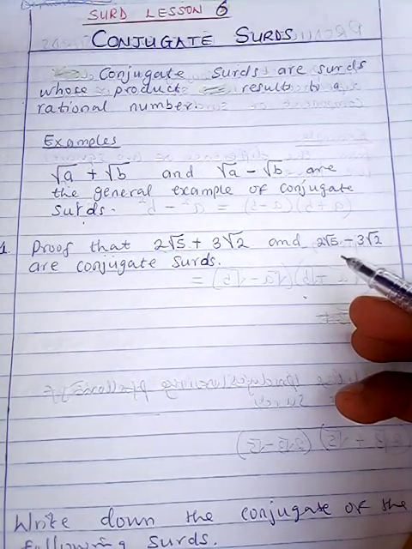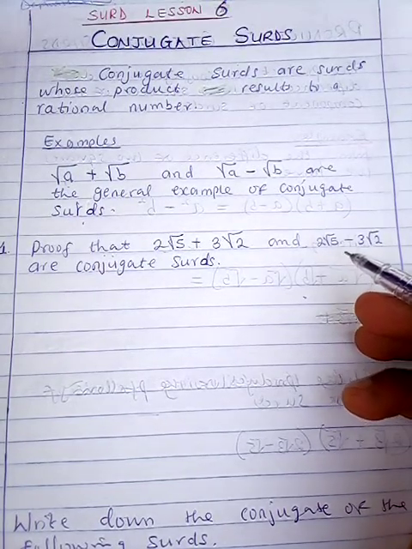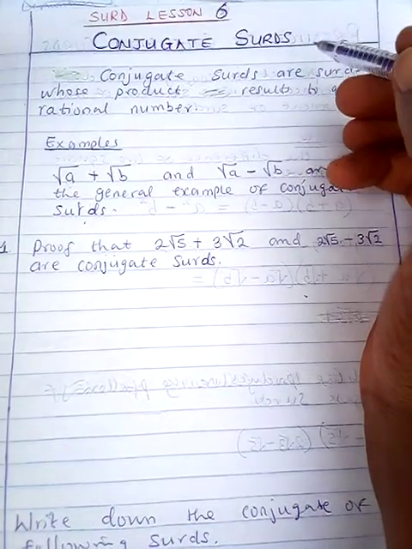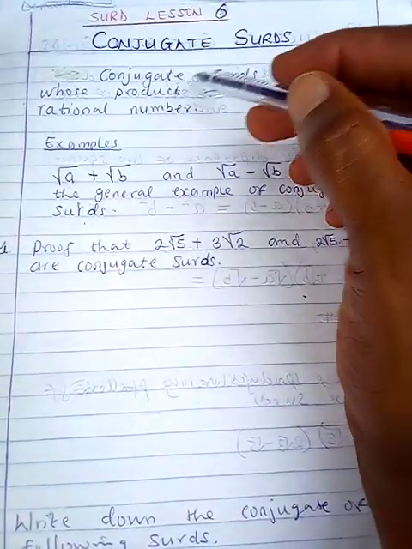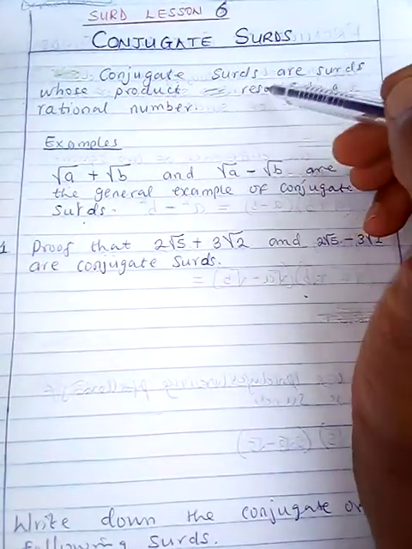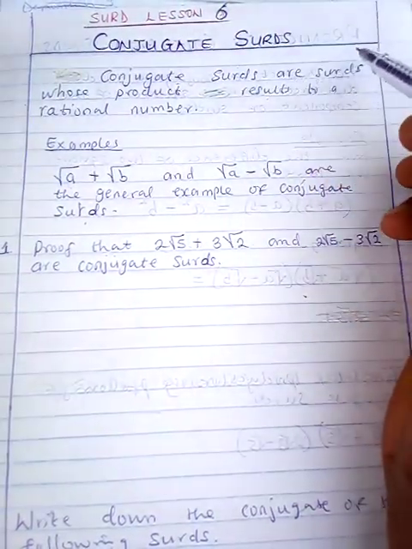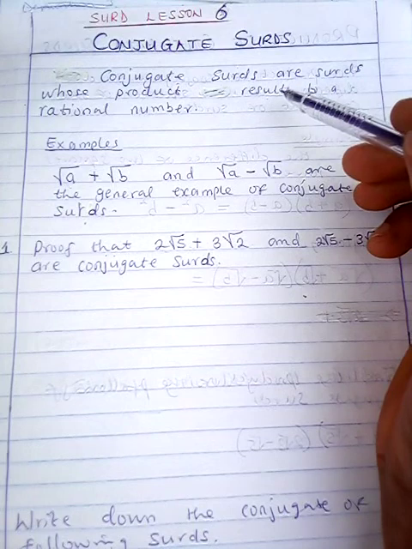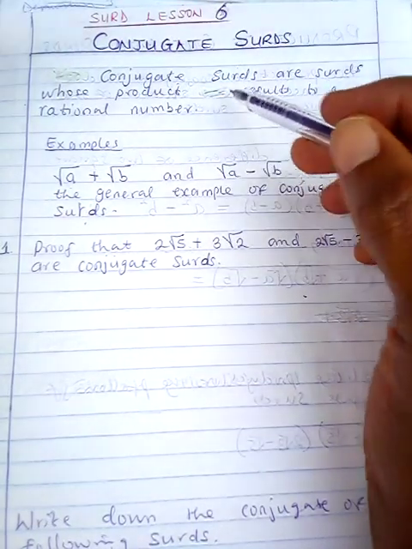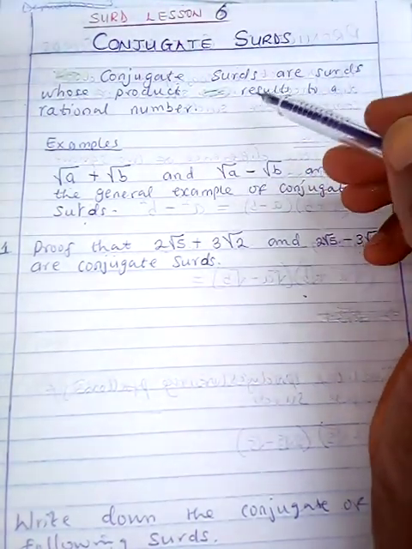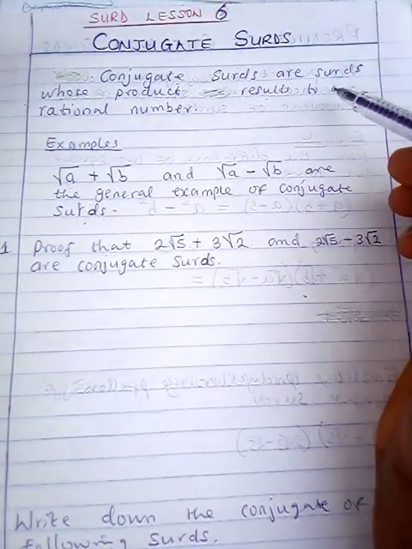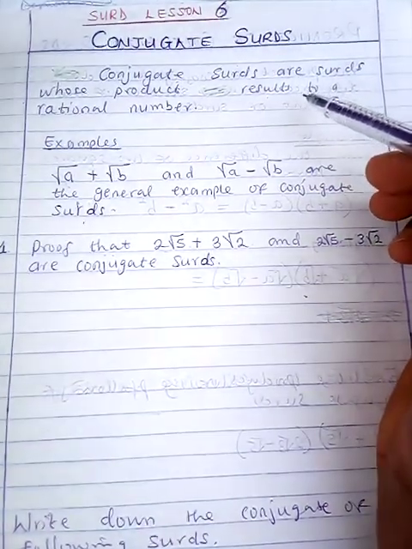This is the sixth video on surds, and in this video we are going to be talking about conjugate surds. What are conjugate surds? Conjugate surds are surds whose product results in a rational number. So when you have two surds and their product gives you a rational number, not a surd, not another surd but a rational number like 2 or 4, that means those surds are conjugate.